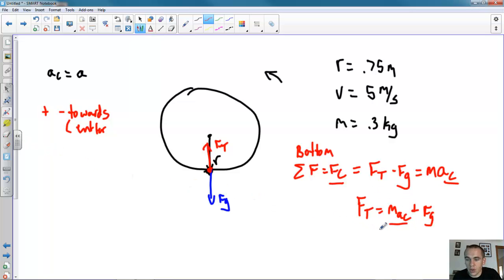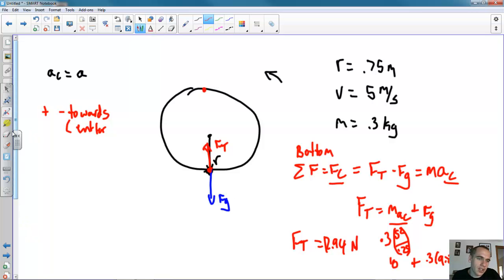And we can actually go ahead and do that. So mass is 0.3 times v squared over r, so v is 5 squared divided by the radius, 0.75. So 25 times 0.3 divided by 0.75, that's 10, plus the force due to gravity, 0.3 times 9.8, and this is 2.94. So I have a tension when this thing's at the bottom of the circle of 12.94 newtons. Now, let's go to the top.